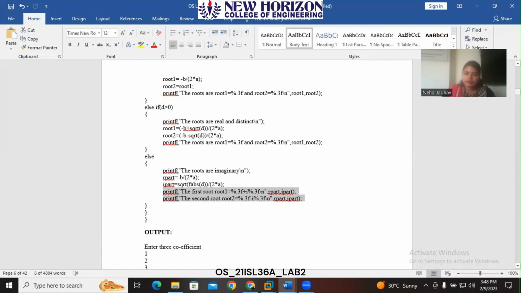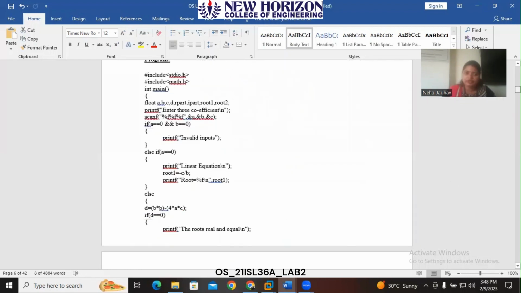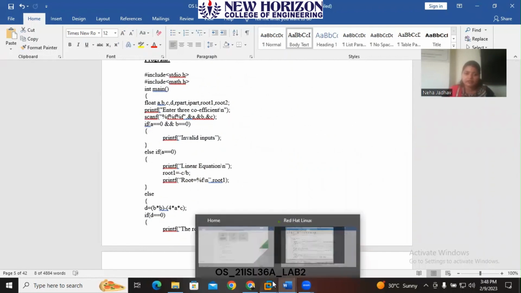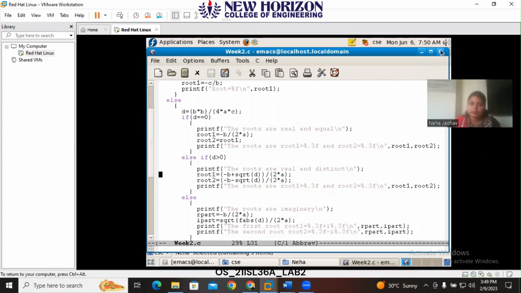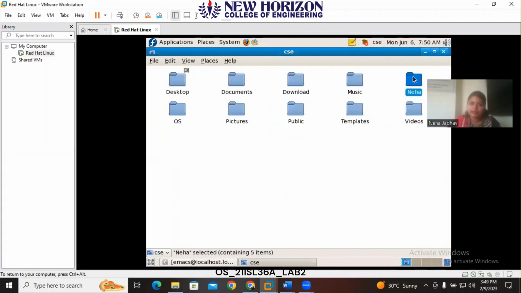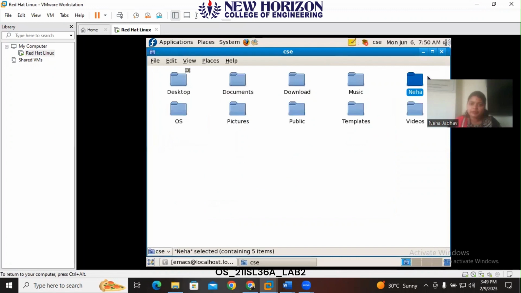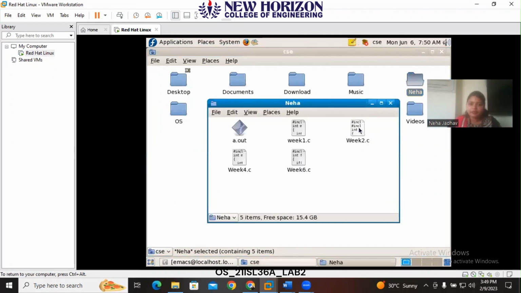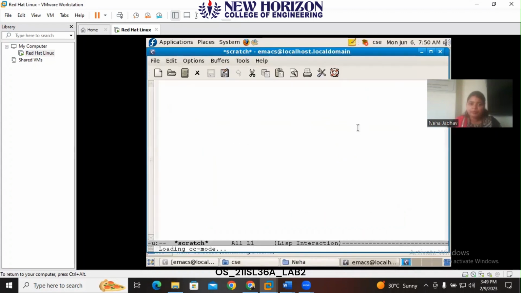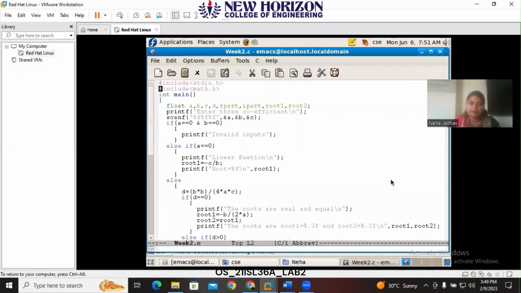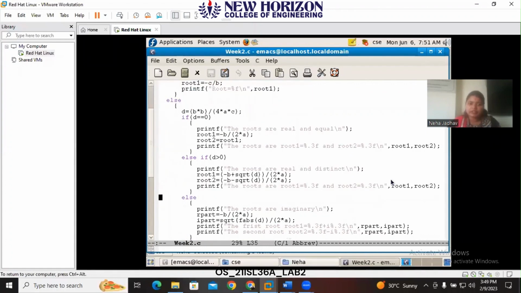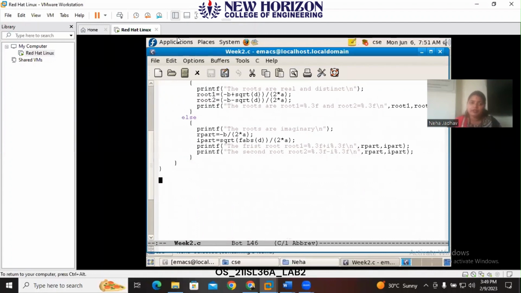So let me go to the VMware workstation and show you the execution of this program. The same program I have already kept here in the VMware, as we have seen already. So I'm closing this. Let me open the program again. As in the last program I showed, I have created one folder. Inside the folder, I have typed the program with the name week2.c, included the header files, and written the same program. Now I am trying to run this program.